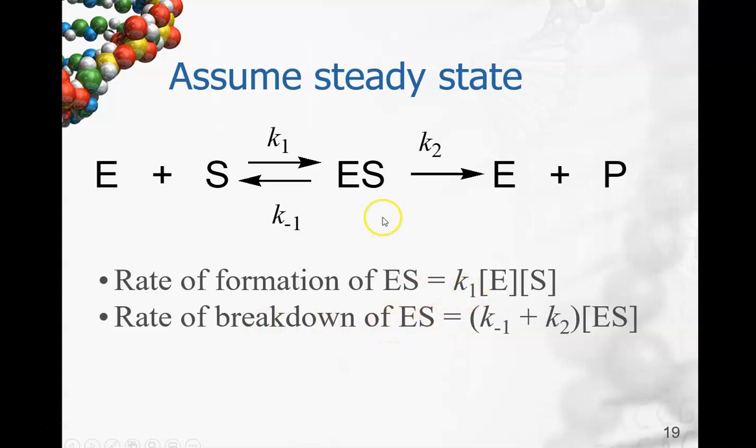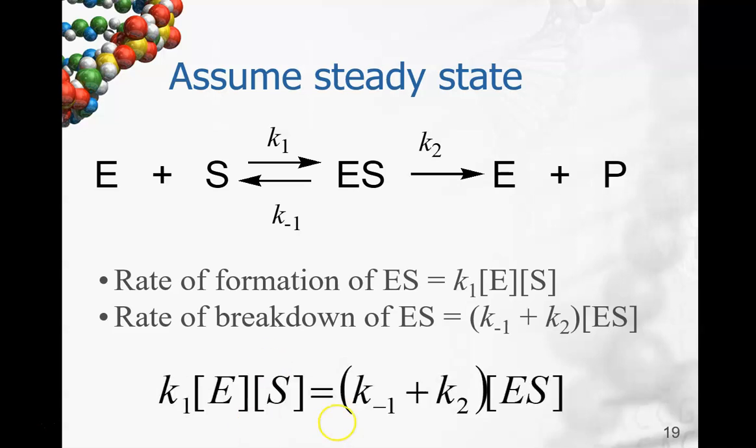And it's also going to depend on the rate of breakdown. When ES breaks down, it can go in two different ways. You can just have the enzyme dissociate from the substrate, or you could have the substrate be converted to product. So both of these constants are important, and they will depend on the concentration of the enzyme substrate complex. So we're going to assume steady state, in which we're going to say that the rate of formation of ES equals the rate of breakdown of ES. So if this equation represents the rate of formation of the enzyme substrate complex, and if this equation represents its breakdown, then we're going to set them equal to each other.